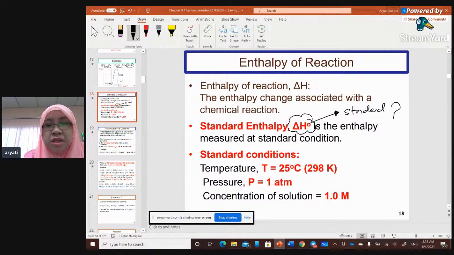So what is meant by standard? Means that the reaction is measured at the standard condition. So what is the standard condition? Standard condition is temperature at 25 degrees or 298 Kelvin. Pressure will be equal to 1 atm. Concentration of the solution is 1 molar.